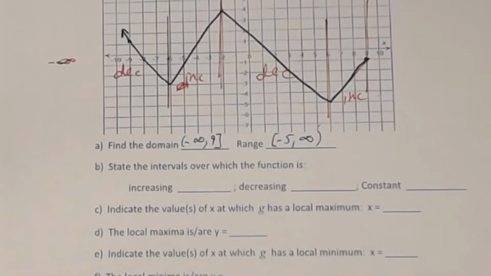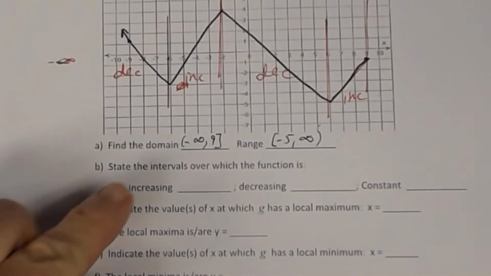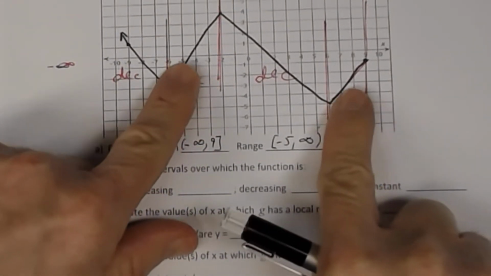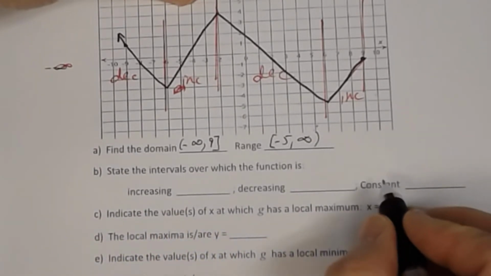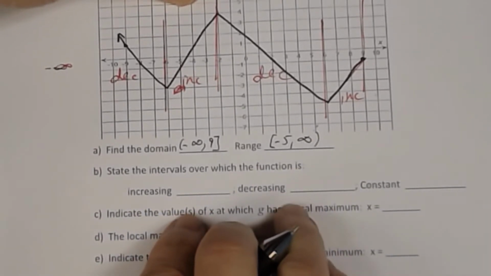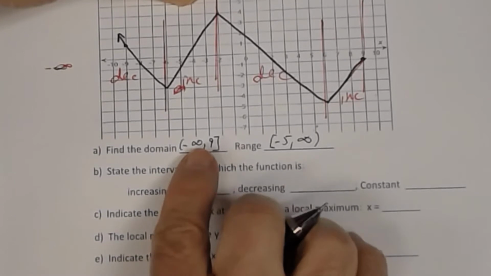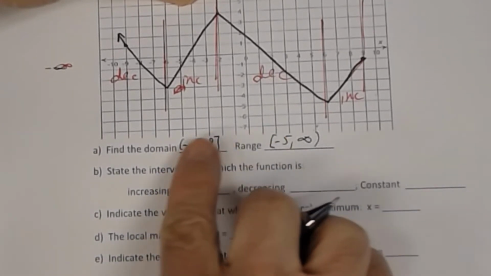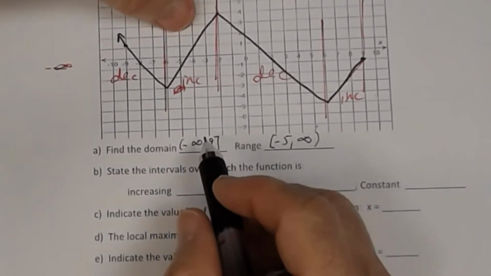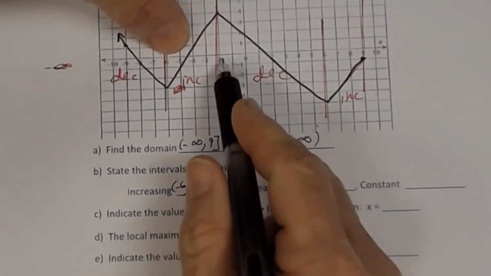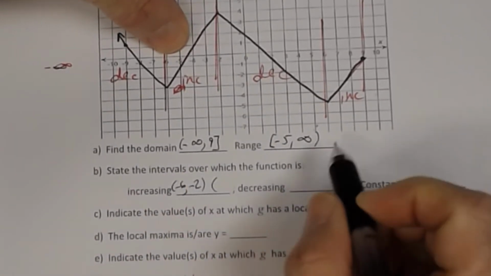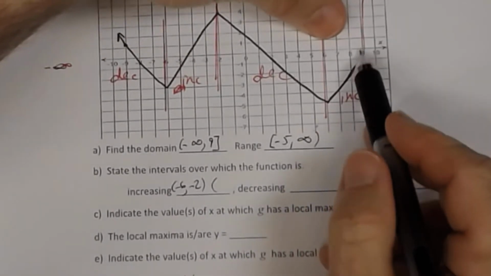Okay, so let's answer the question. Where is it increasing? It's increasing in two places, two intervals. Remember, when you talk about increasing, decreasing, and constant, you always use parentheses, use intervals. You use brackets when we're talking about domain and range. So I'm going from negative 6, comma, to negative 2, and also from 6 to 9.